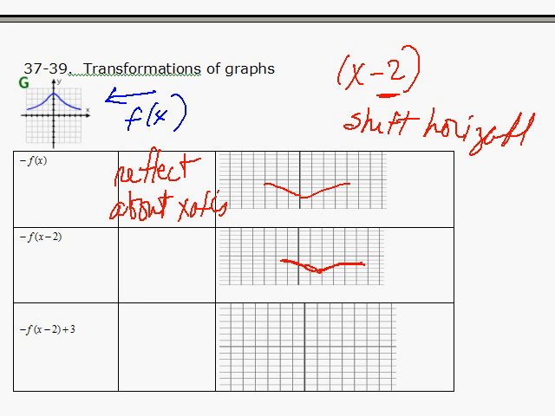Now, in this case, you've got the negative sign, which we've already accomplished here. You've got the minus 2 taken care of here. Now you're going to add 3. Plus 3 on the end of a function is a vertical translation. You take the whole graph and you move it up 3.